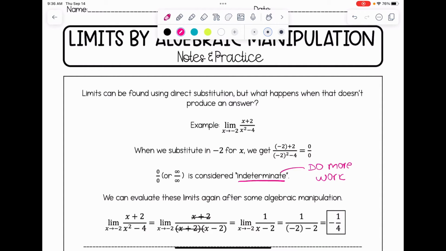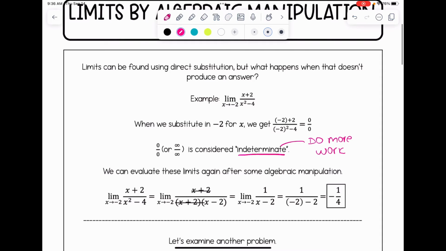So we can evaluate these limits again after some algebraic manipulation. So you might notice that denominator here, x squared minus 4, is something that we can factor, right? That's the difference of two squares. So let's say I do factor it. I'd have x plus 2 and x minus 2 in the denominator. And notice these x plus 2's here are canceling out, because basically when I say cancel out, they equal 1, right? Anything over itself is 1.